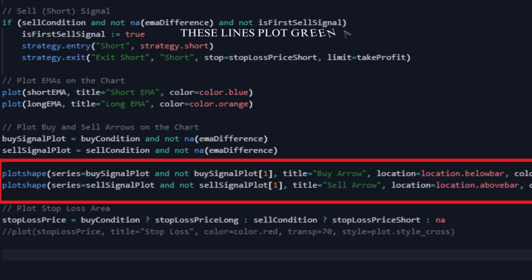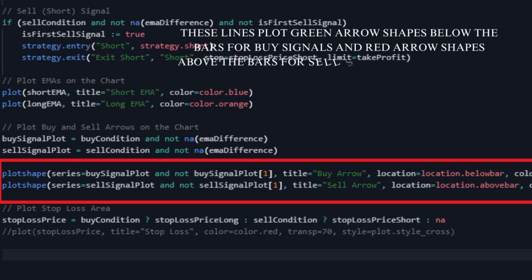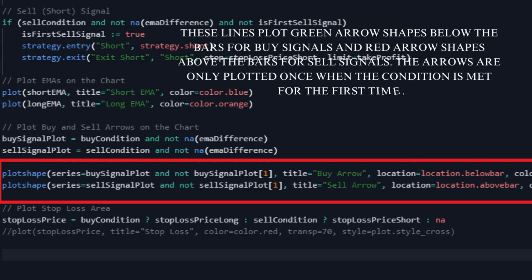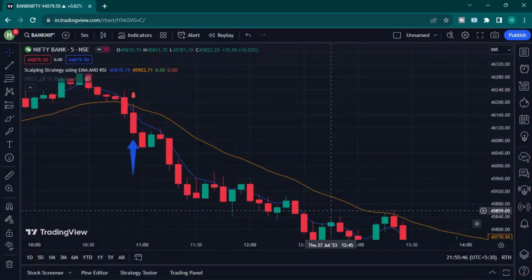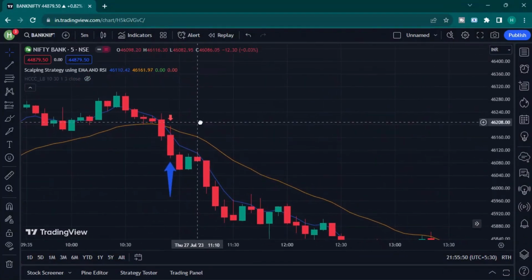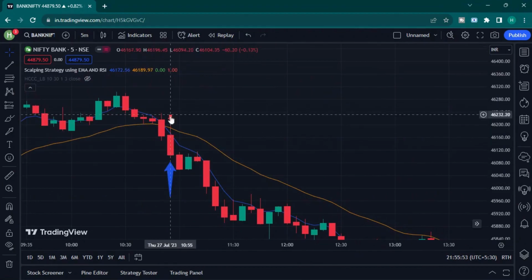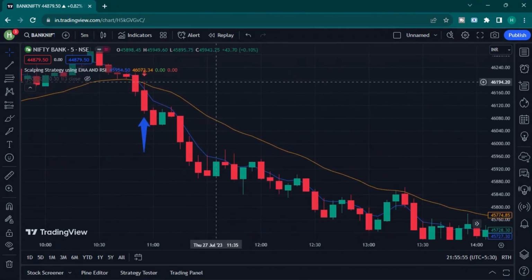Next, these lines plot green arrow shapes below the bars for buy signals and red arrow shapes above the bars for sell signals. After implementing the script, see our indicator is working. See, we got a signal where we can buy a put signal. See, it went very deep.